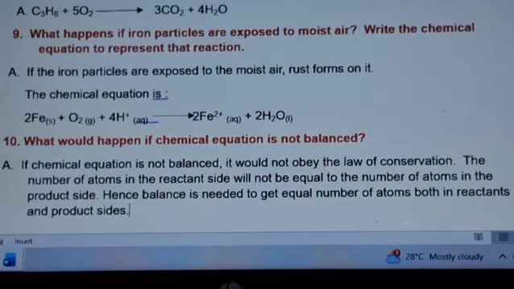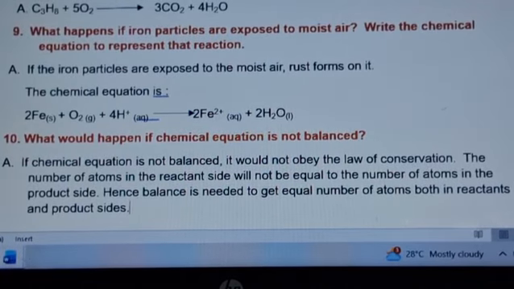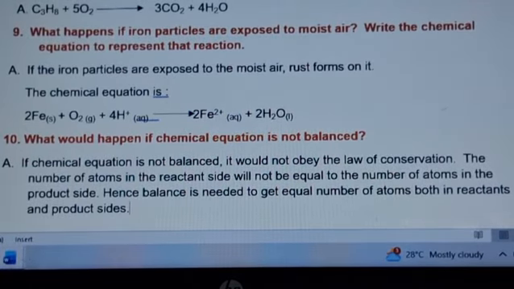So these are short answers, children, very short, 2 marks questions. Please go through it. The next part I will be doing in the next class.